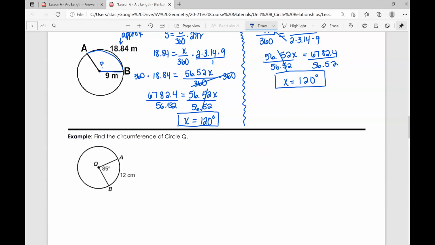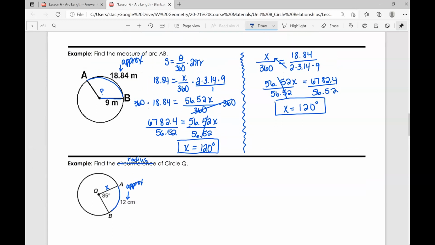For this last one, instead of finding circumference, let's just find the radius. For this example, I'm given the arc length, and one thing I notice is that there's no pi symbol there, which means this is an approximate answer. So I'm going to have to use 3.14 instead of the symbol pi in my calculations. I also see that I have a central angle of 85 degrees, and I'm trying to find the radius. I'll show it both ways again, just so you have one more example, and then you can decide which formula works better for you.